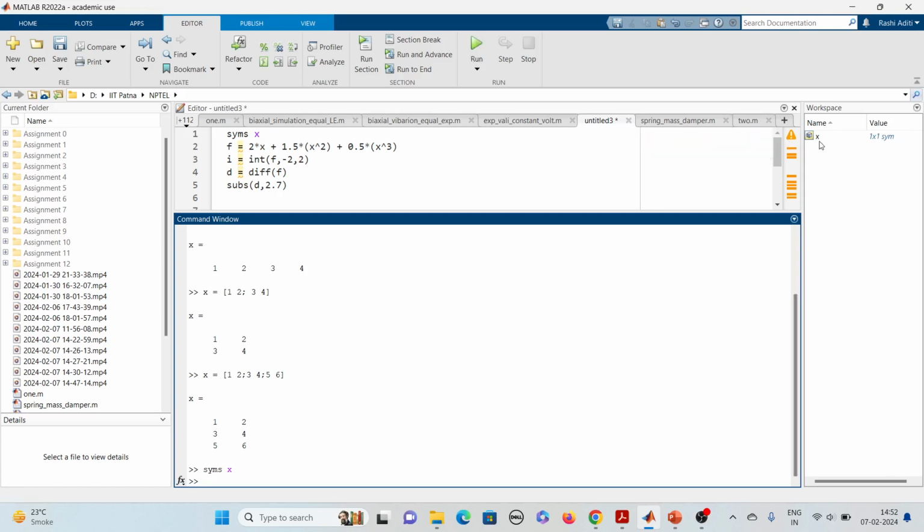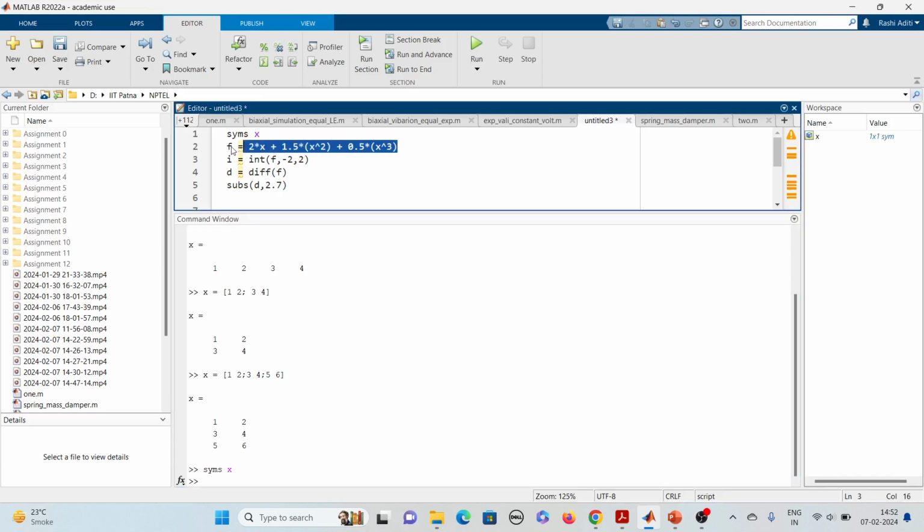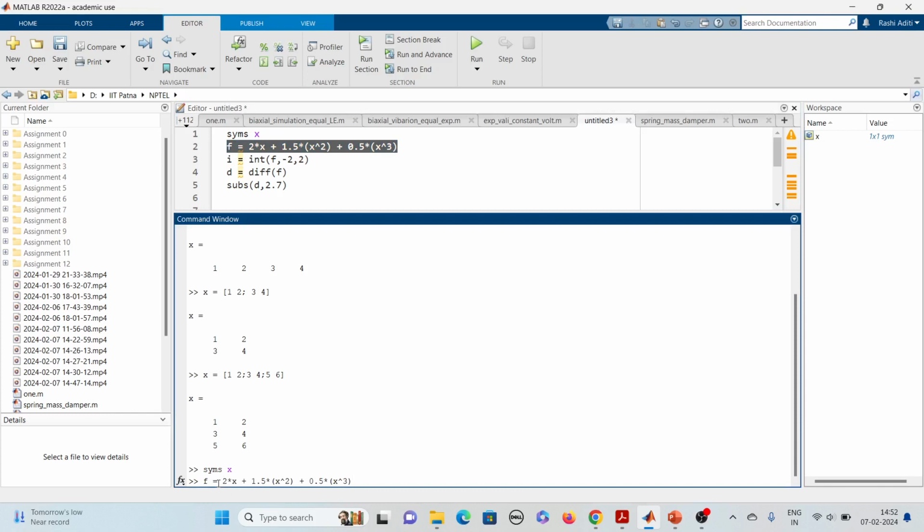See here in the workspace, x is a 1 cross 1 symbolic variable, right? Now, since I have defined x as a symbolic variable, I can define my function in terms of that symbolic variable. I'll just define f like this. Now f, you can see here in the workspace as well, is a 1 cross 1 symbolic function, and this symbolic function is defined in terms of the symbolic variable x.